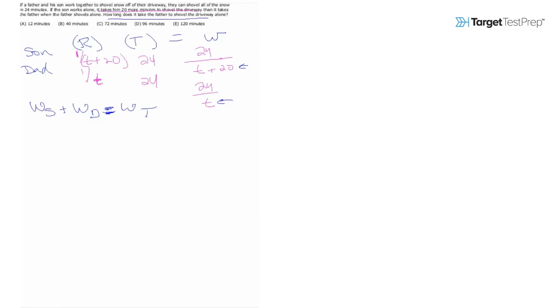Now, here's the next part students have trouble with, but it's very simple. What we need to say to ourselves is that the work of the son, 24 over t plus 20, plus the work of the dad, 24 over t, is equal to 1. And I don't know why, in general, some students have a hard time seeing that that's a 1. It's just one job. It's one driveway.